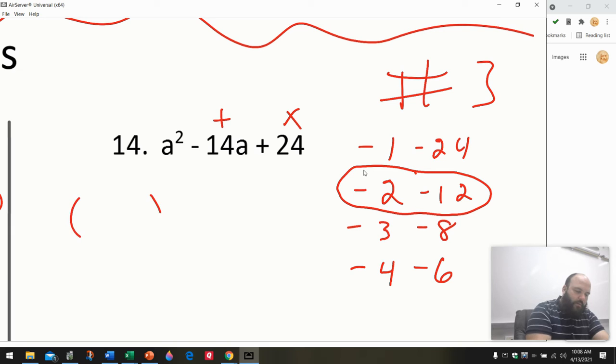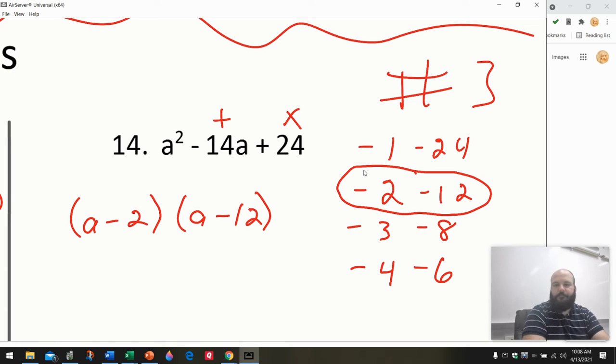So when I write my factors, I will start by writing the parentheses, followed by the variable, and then I'll draw in my numbers, minus 2 and minus 12, just like that. And now you have your answer.